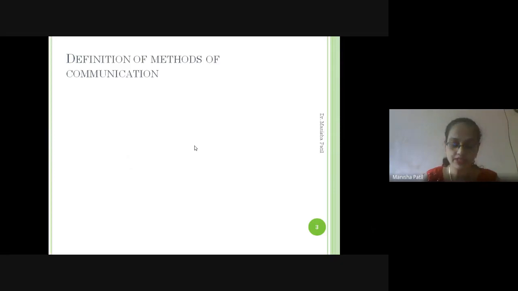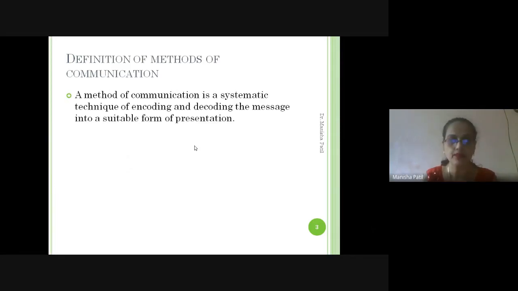So, first we start with the definition of methods of communication. Please note down the important points. A method of communication is a systematic technique of encoding and decoding the message into a suitable form of presentation.